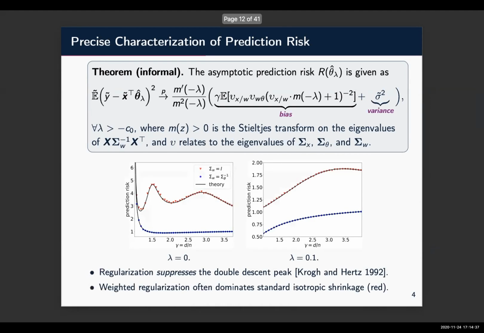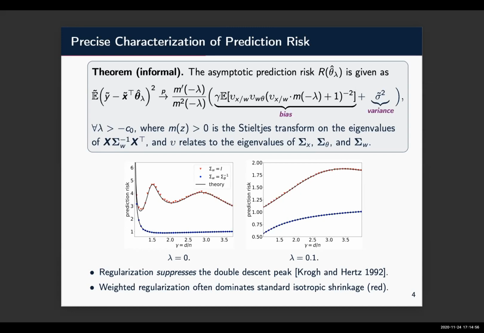So I'm actually not going to go into details, but I just want to sort of convince you that this theorem is correct. Here we're plotting the experimental values of the prediction risk, or the generalization error, alongside our theoretical prediction. The empirical values are computed on like 300 training points, I think. So it's actually not too large.